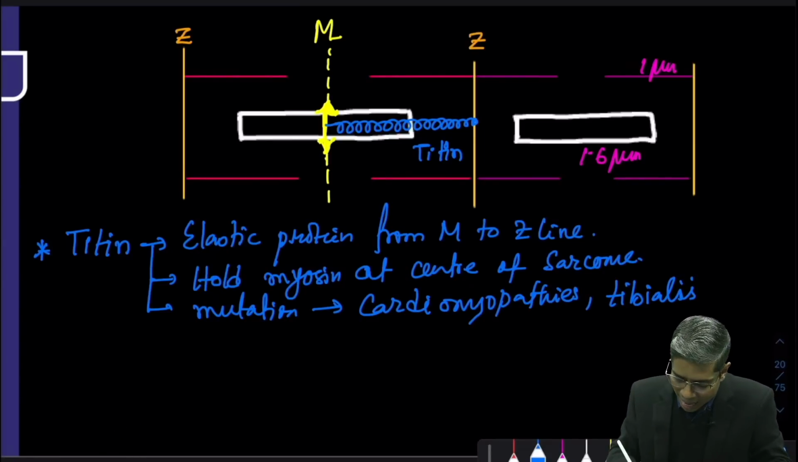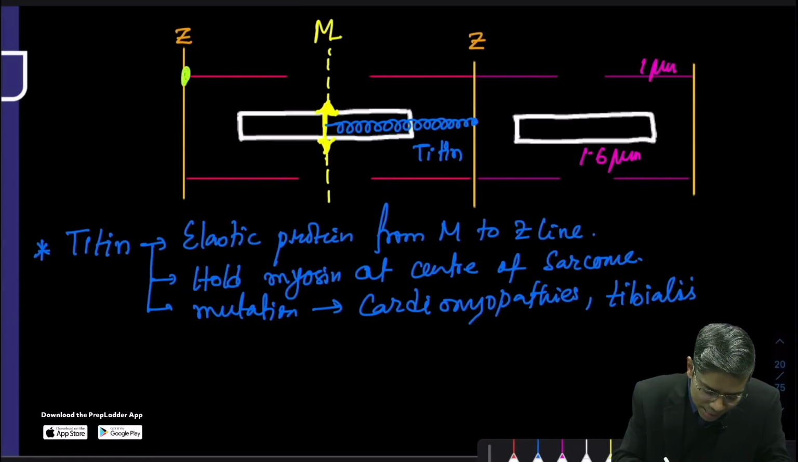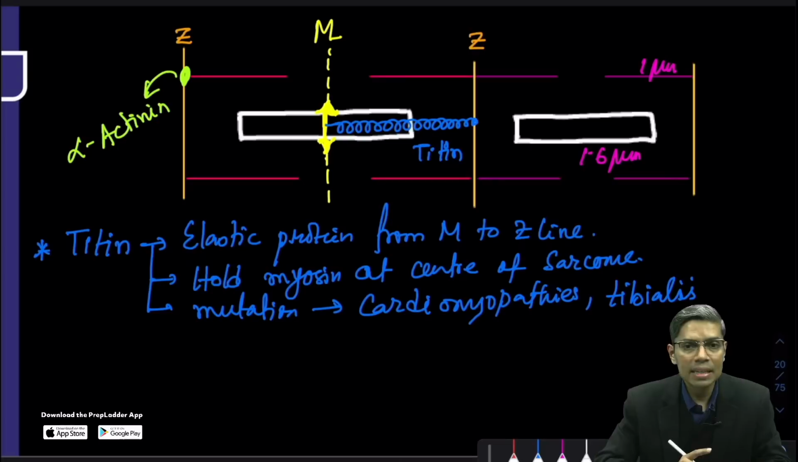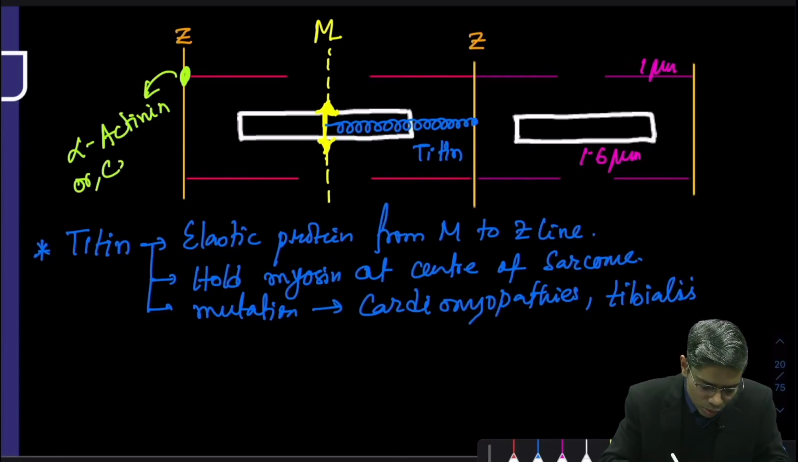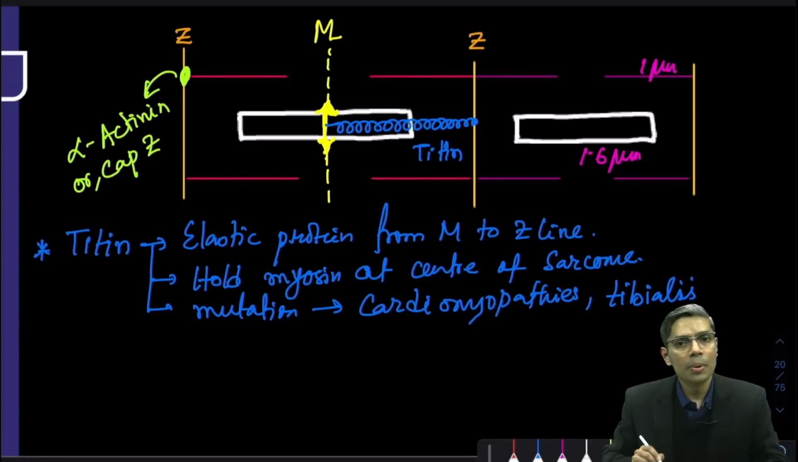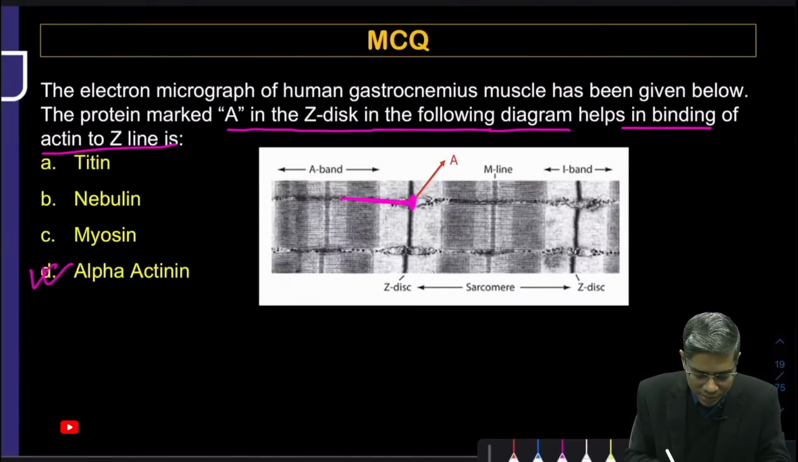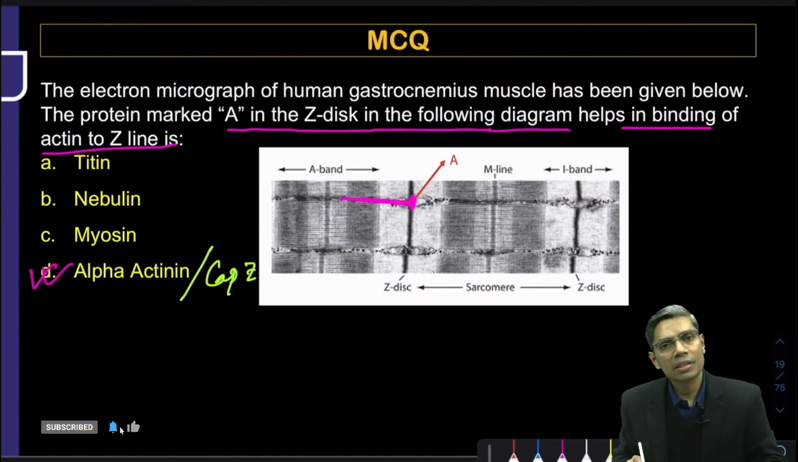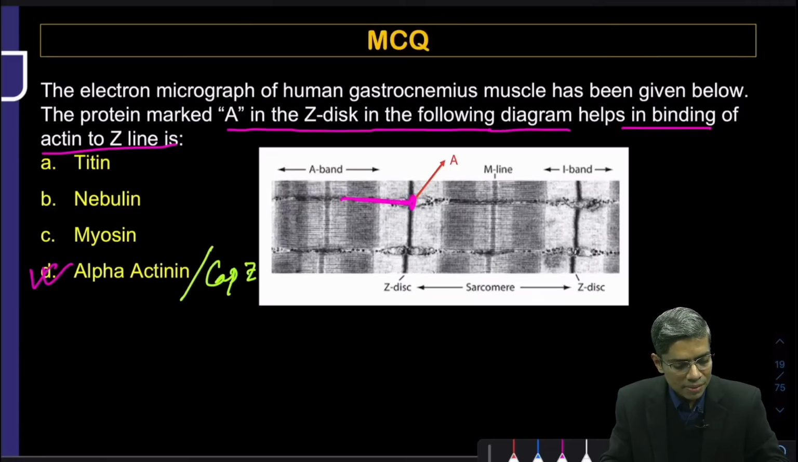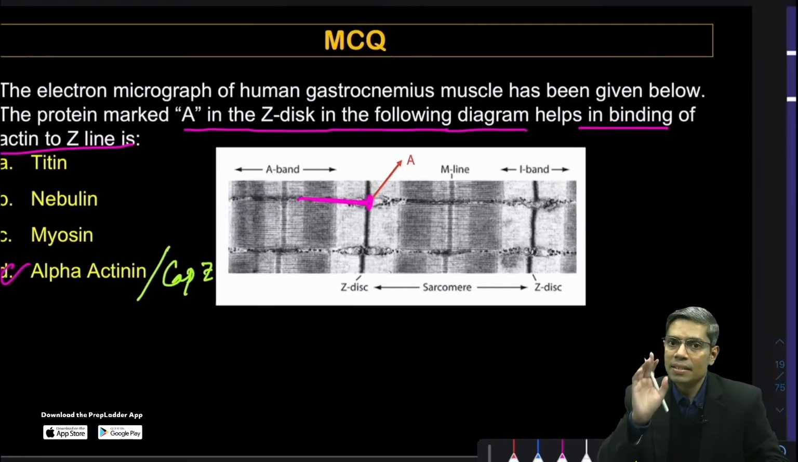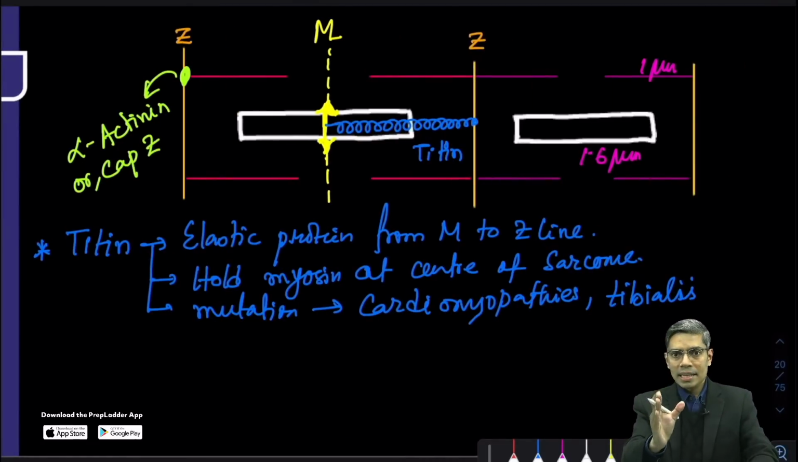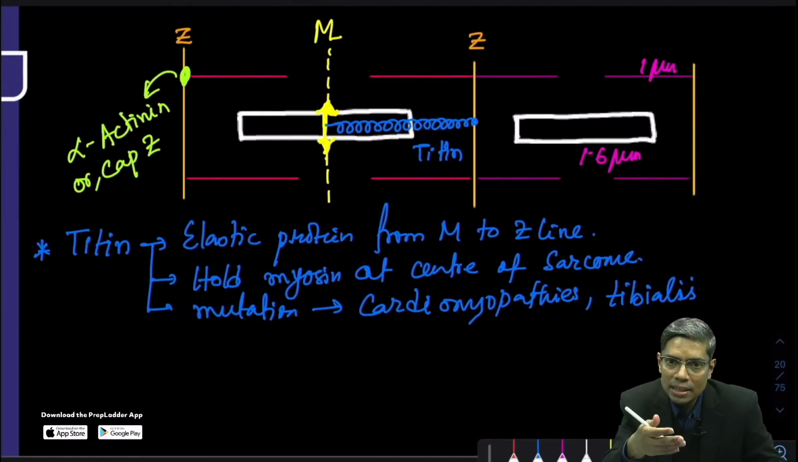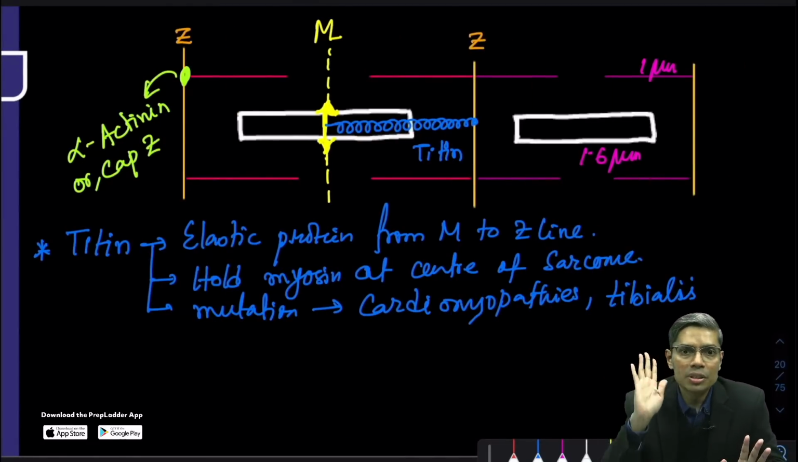Second, the actin remains attached with the Z line with the help of a protein. This protein is known as alpha actinin protein, or it is also known as CAP Z protein. So, in this question, if alpha actinin is there, or even if actinin is not there and CAP Z is there, that is also going to be your answer. So, this alpha actinin or CAP Z is a Z line protein. It is present only on the Z line, and the function of this protein is to attach the actin with the Z line, right.